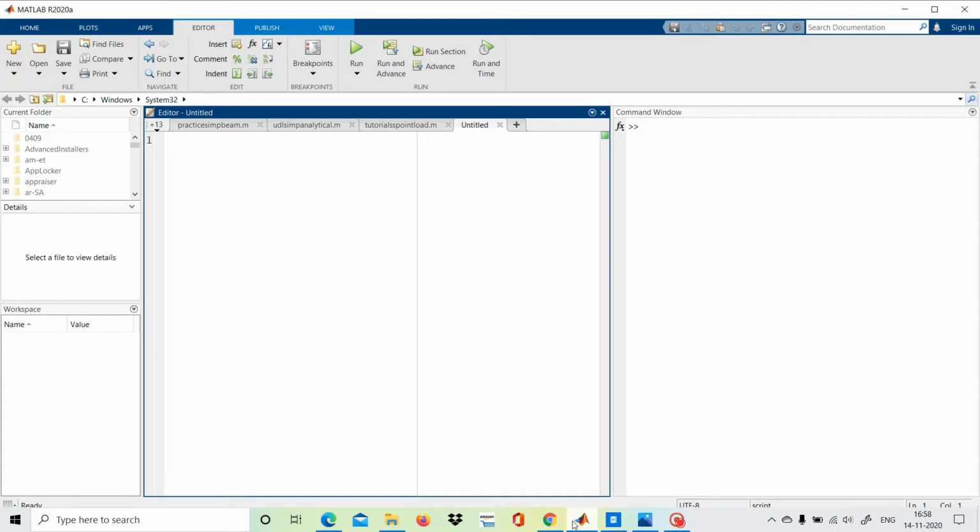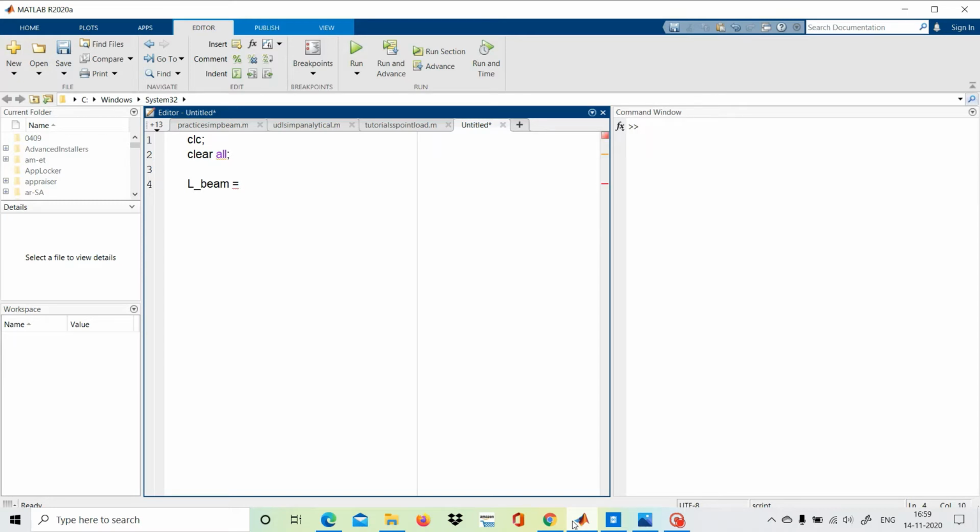So first of all, what we require is to give the input. Before that, we will just write the command clc, which clears the screen, and the command clear all. Now we will give L, the length of the beam. We want MATLAB to ask us, the users, what the length of the beam is.